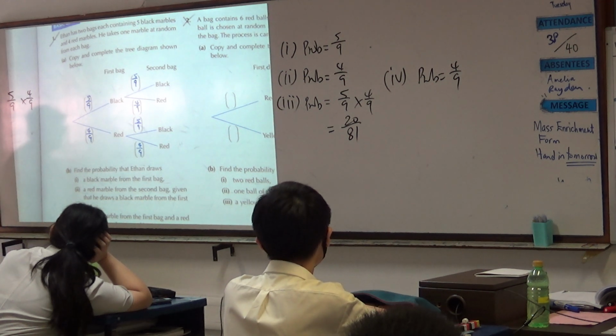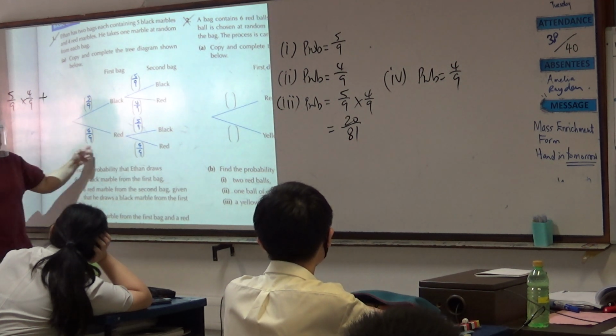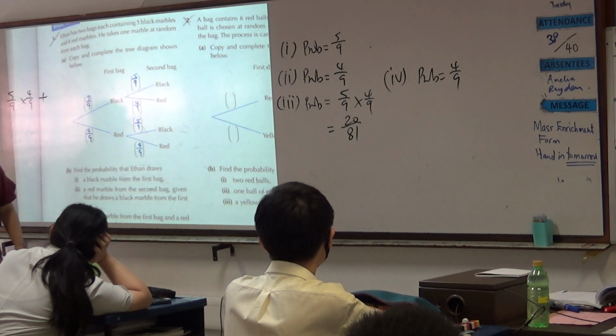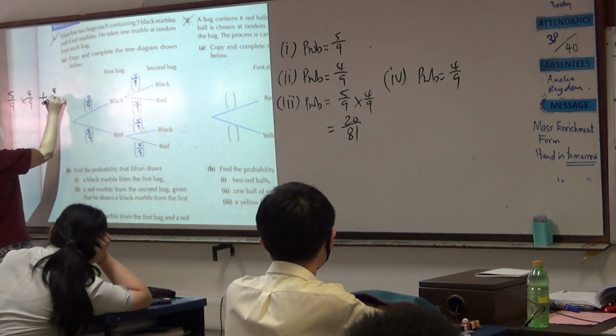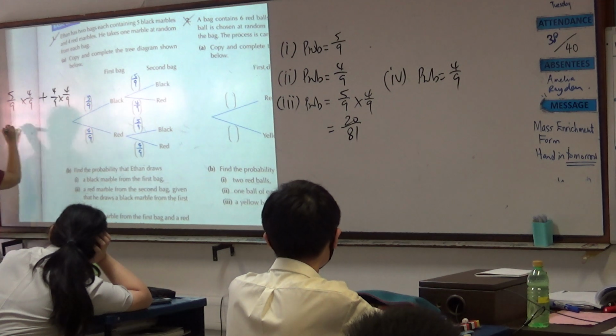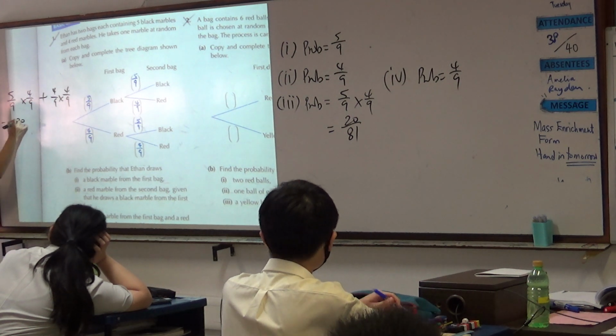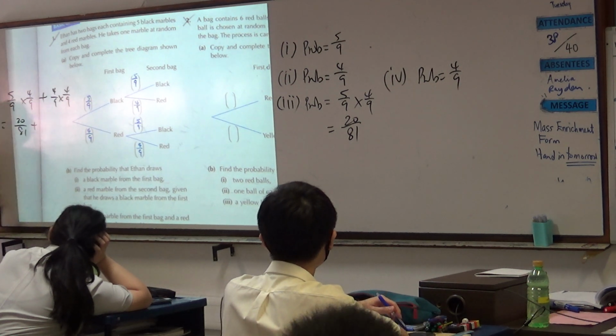Am I right? I can also have what? Red, right? As long as the second marble is red. So I will have 4/9 times 4/9. Now what is this? 20 over 81. Last one.